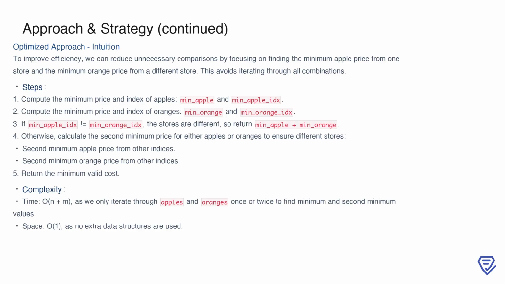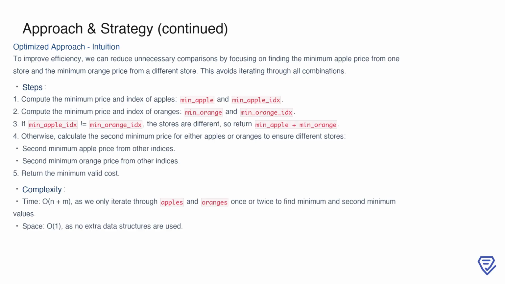Similarly, we find the minimum price and index in the oranges array, denoted as min_orange and min_orange_idx. If the indices of these minimum values are different, it means the apple and orange are from separate stores, and we can directly return the sum of their prices.